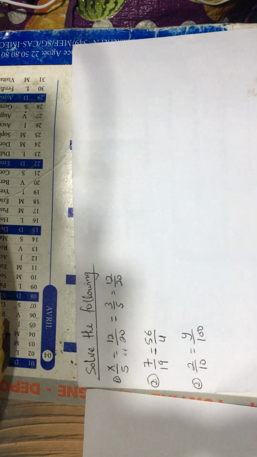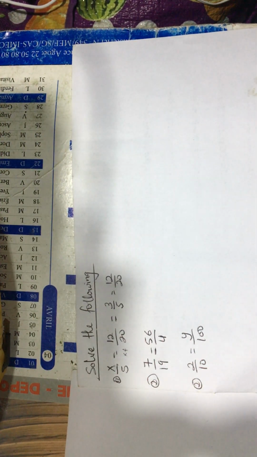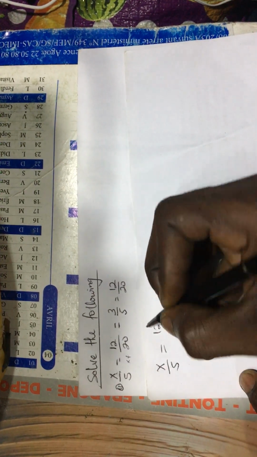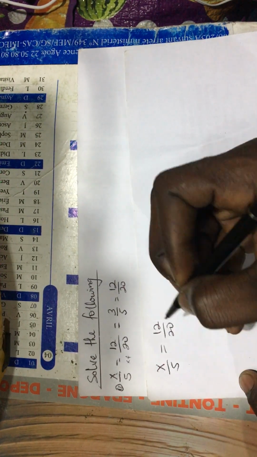Now, you will not always be asked to show workings. You will just be given the question to find the value of x. Okay, as a good student, you have to show workings. How did you come about the answer? So now let's do it. x over 5 is equal to 12 over 20. We are looking for the value of x.